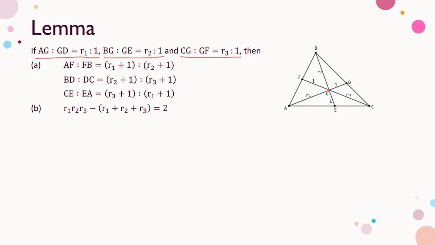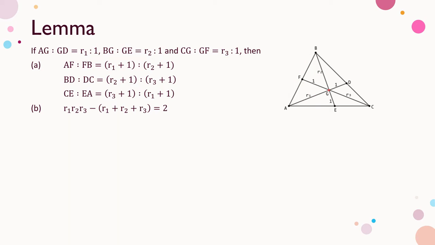Then we have the ratio of the three sides which are given by these r plus 1, like AF to FB equals r1 plus 1 to r2 plus 1. In part B, we have the product of the three r minus the sum of them is always equal to 2. You may pause the video and make use of mass point to prove the lemma on your own first.